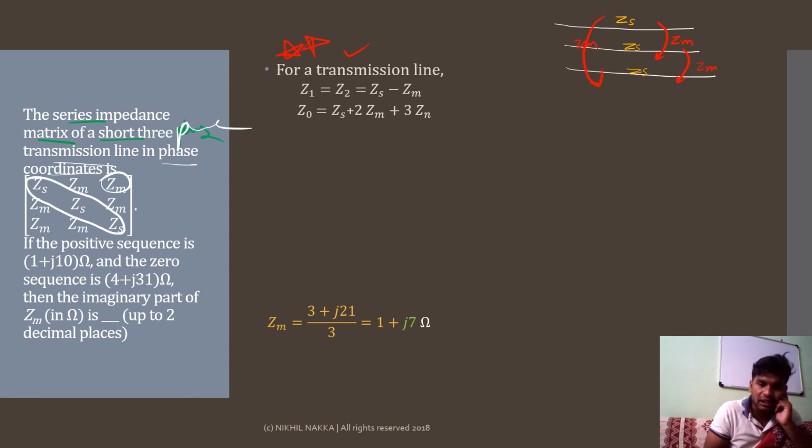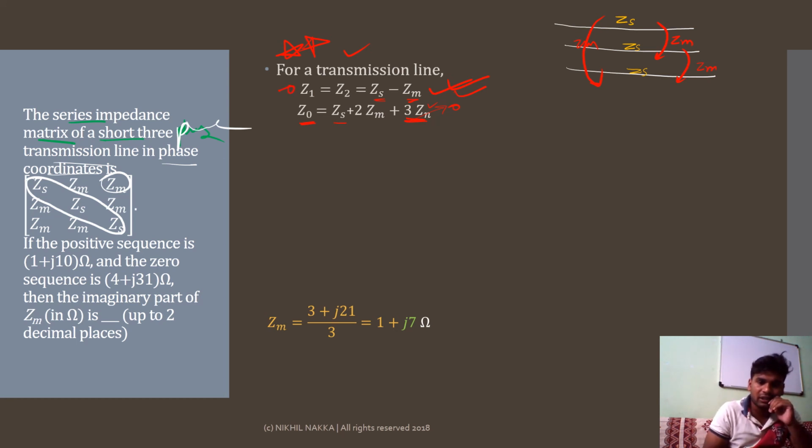For a transmission line, its positive sequence impedance equals the negative sequence impedance, which is equal to ZS minus ZM. Please keep this relationship in mind. You find the positive and negative sequence impedances using the actual ZS and ZM values. And the zero sequence impedance will be equal to ZS plus 2ZM, plus 3Zn if neutral impedance is also considered. Here Zn equals 0, so you can neglect it, but I am just writing ZS plus 2ZM plus 3Zn.